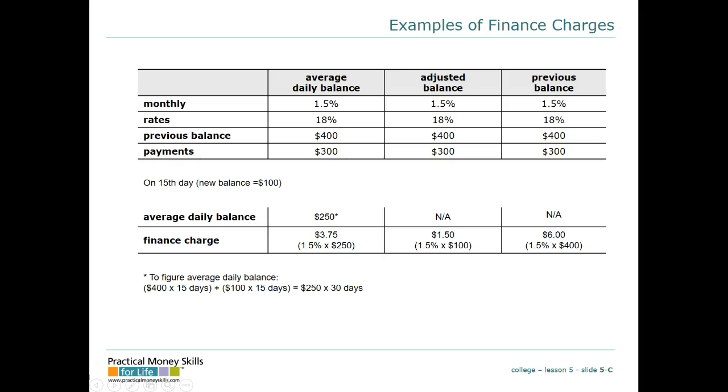Here are some examples of those finance charges on an average daily balance. If you have 1.5% monthly APR, that would normally be 18% for the annual. The adjusted and previous are all the same, and then notice the balance and the payments. But notice the finance charge. The difference in finance charge: adjusted balance was less than the average daily balance of $375, and previous balance was a lot higher. So be sure that you do, as I said, check those before you determine which credit card you're going to go with.